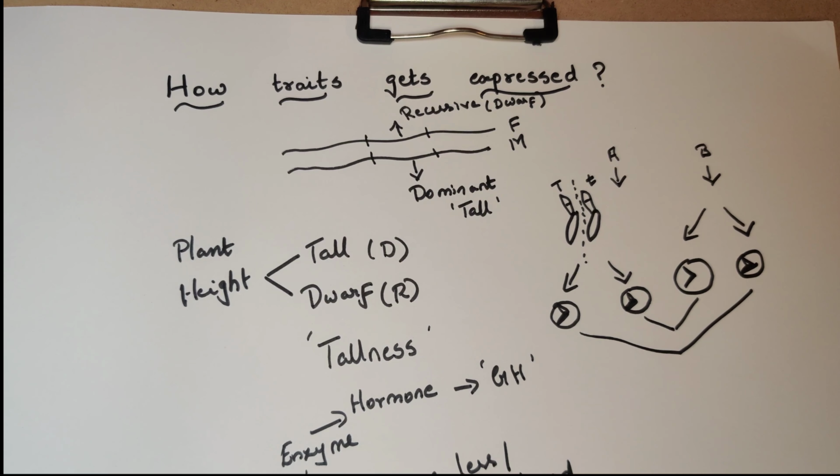So what I am trying to tell you here is, if a trait gets expressed, that is because the gene is functioning properly. So the enzyme that is responsible for production of the hormone is working at its best. If it is recessive, the gene is not performing, or it is not doing its work. That is why the hormone production will not be that great or will not be produced at all.